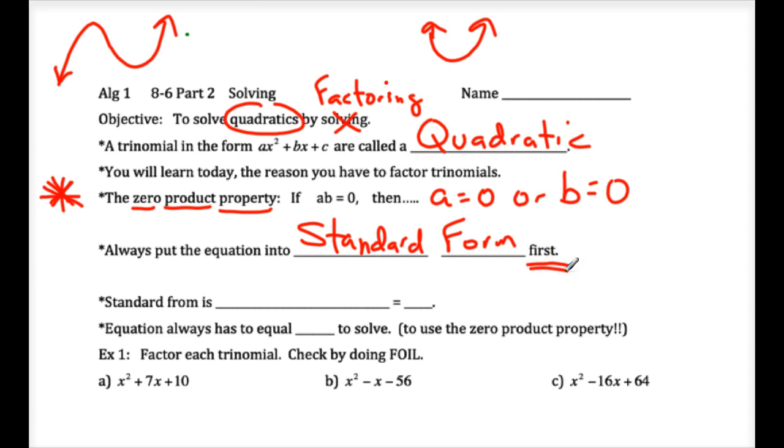Does anybody think they know what standard form is? It's AX squared plus BX plus C equals D. Yeah, that's what they said last grade, D. Does not equal D. Good try though.